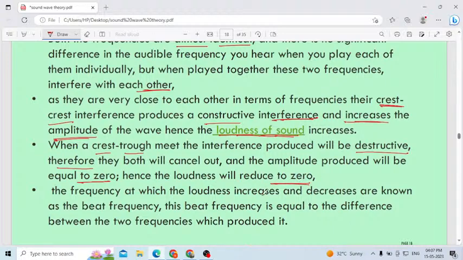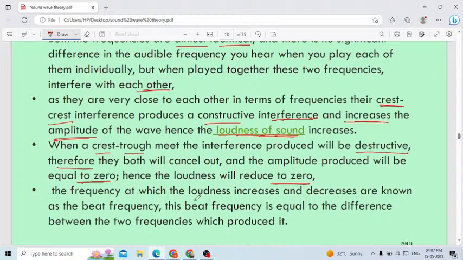In which case does the amplitude become 0? When the crest of one wave meets the trough of another wave and they overlap, the amplitude of the two overlapping waves becomes 0. Therefore the loudness also becomes 0.